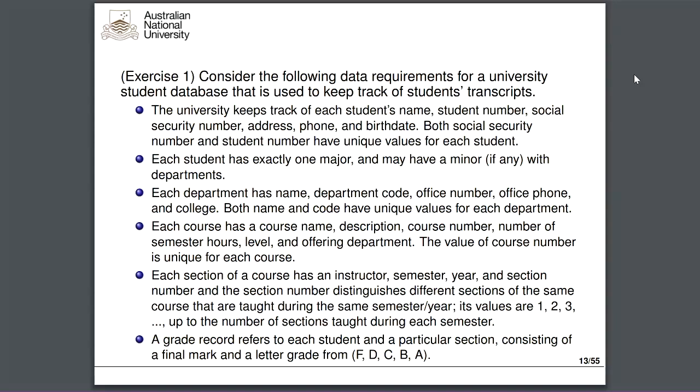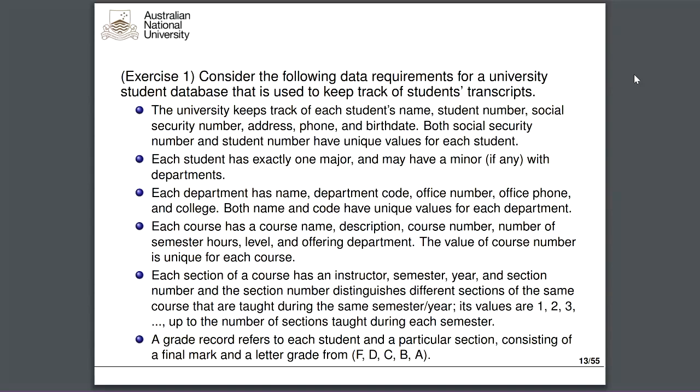Social security number is definitely a case from the United States, not here in Australia. But that's a kind of identification to identify a unique person. In this case, once the student is in the university, they have a uni ID, and the uni ID and the social security number can both be unique. Both of them can be candidate keys, and then you can pick one of them to be the primary key.